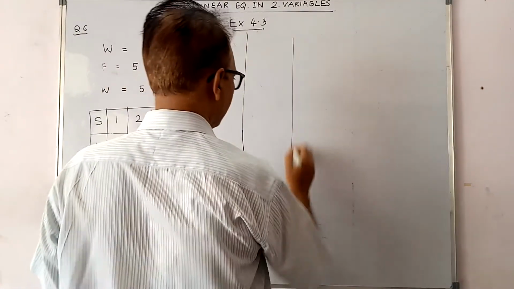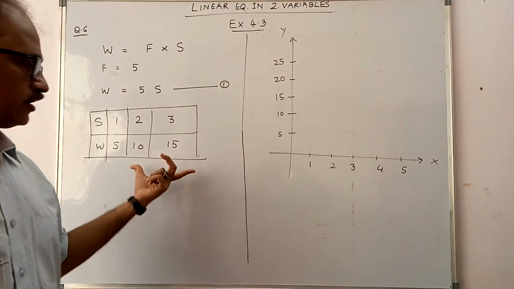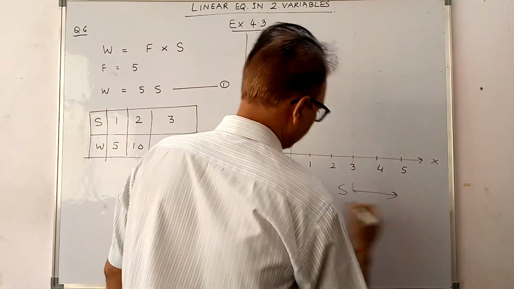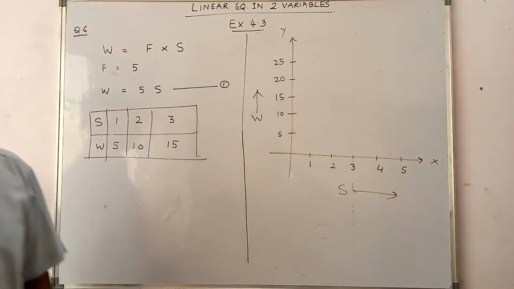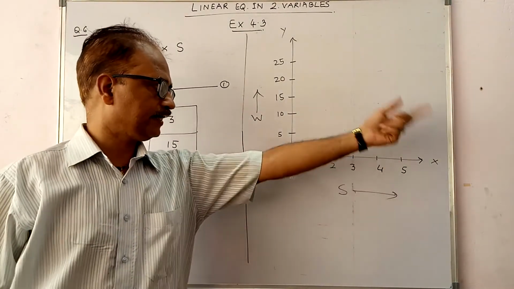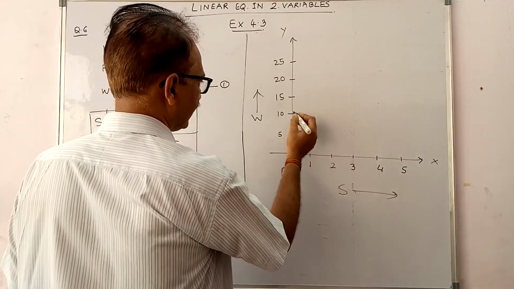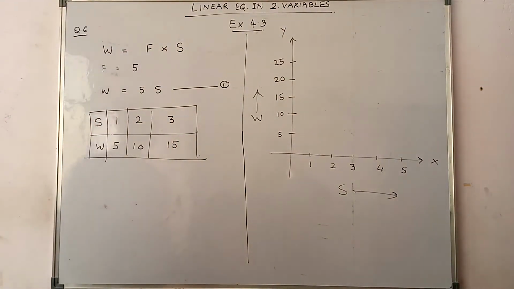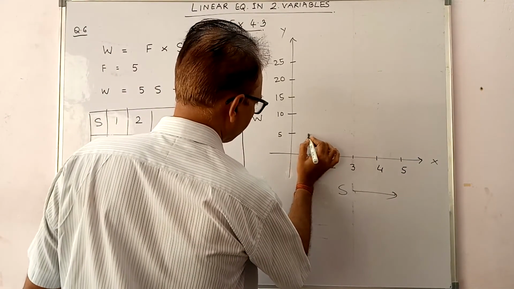Now we come to the graph part. We will plot the graph for this relation. On the x-axis you take S, and on the y-axis you take W. S is 1, 2, 3, so here 1, 2, 3, 4, 5, I have taken that way. And W here 5, 10, 15, then 20, then 25 and so on. Now you see, the first point is S is 1, W is 5, so at 1 it is 5, the point (1, 5).